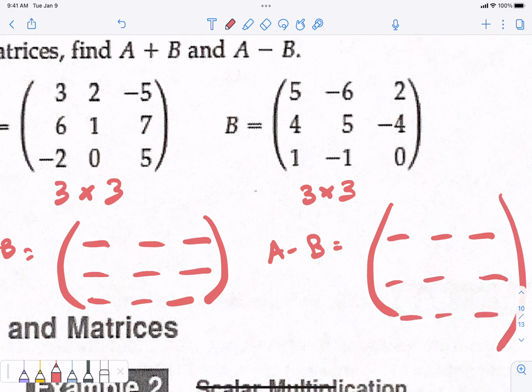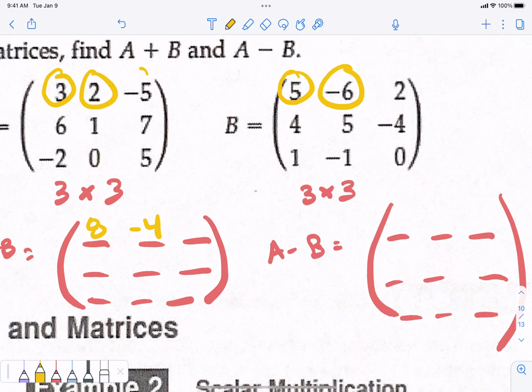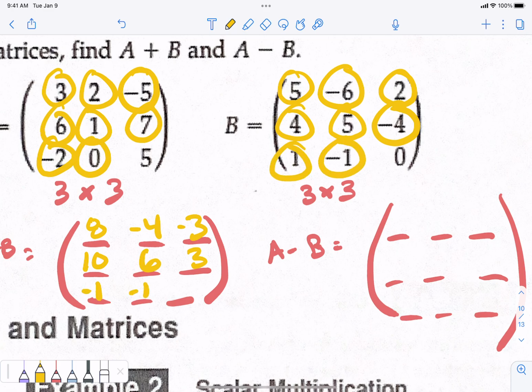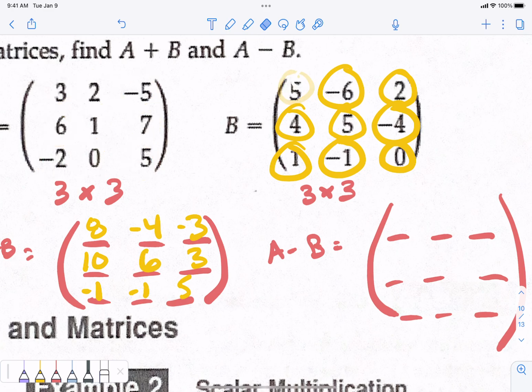Okay? All right, if I take A plus B, you're just taking each cell and adding it to the other cells. So 3 plus 5 is 8. 2 plus a negative 6 is negative 4. Negative 5 plus 2 is negative 3. 6 plus 4 is 10. 1 plus 5 is 6. 7 plus negative 4 is 3. Negative 2 plus 1 is negative 1. 0 plus negative 1 is negative 1. 5 plus 0 is 5. Was that really fast? That was good? Yep. Okay.